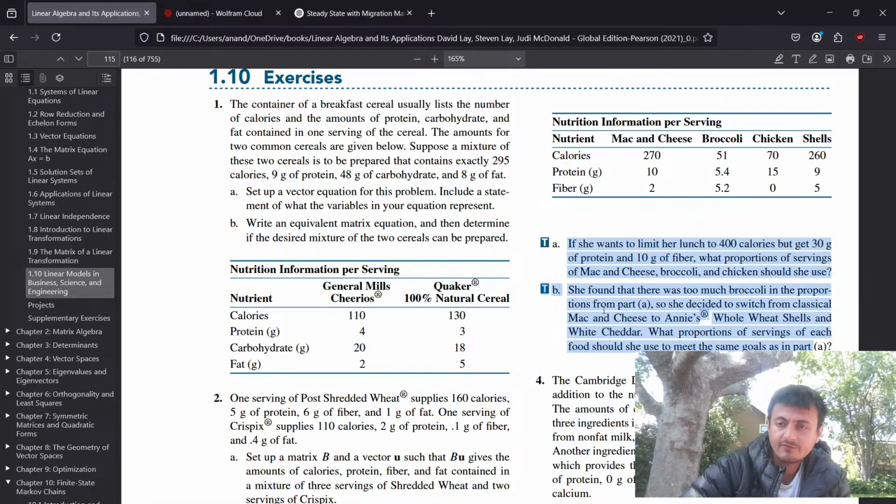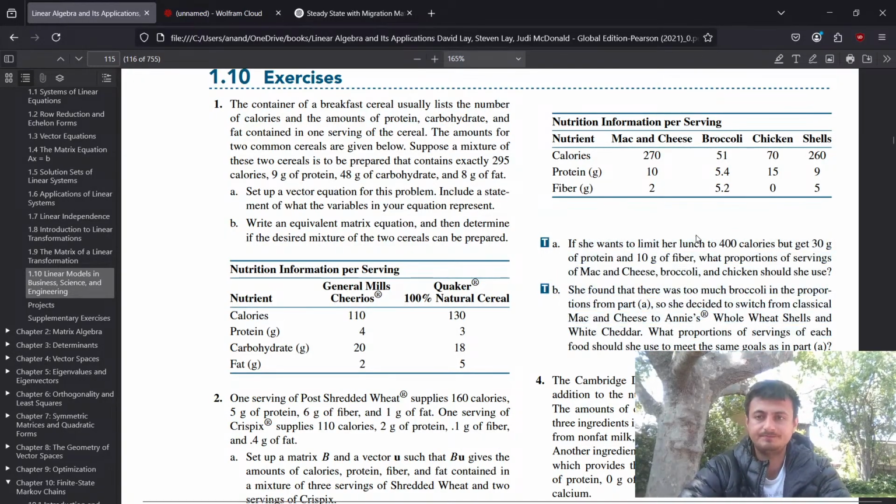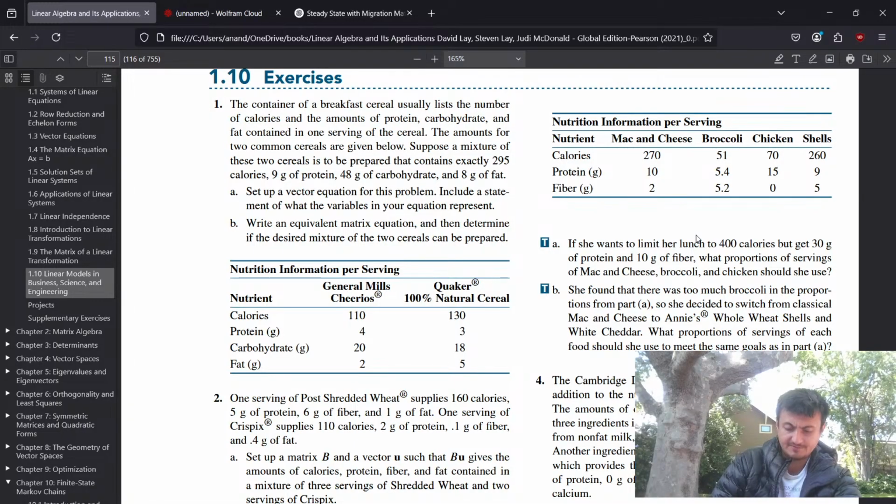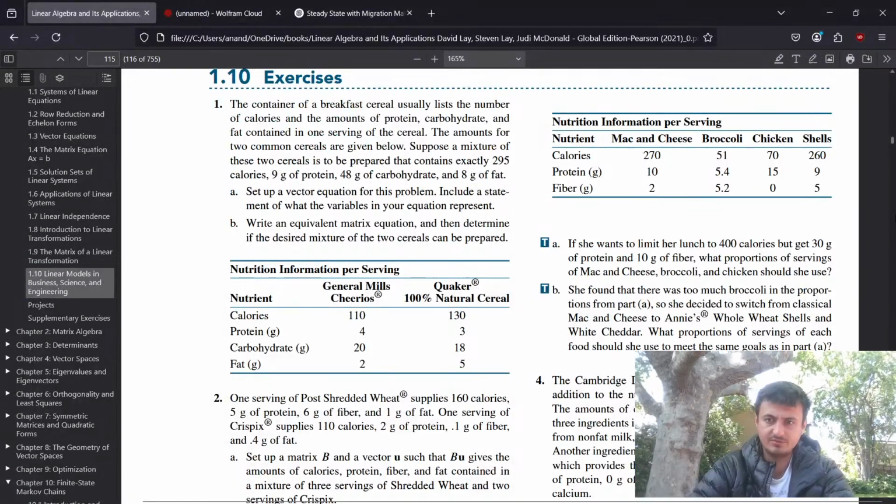270, 51, 70, and then we'll have the alternate, which is 269.5. Okay, then 10, 5.4. You know what? Why am I doing this? Well, whatever. 5.4, 15, and 2, 5.2, 0. And then what does she want?